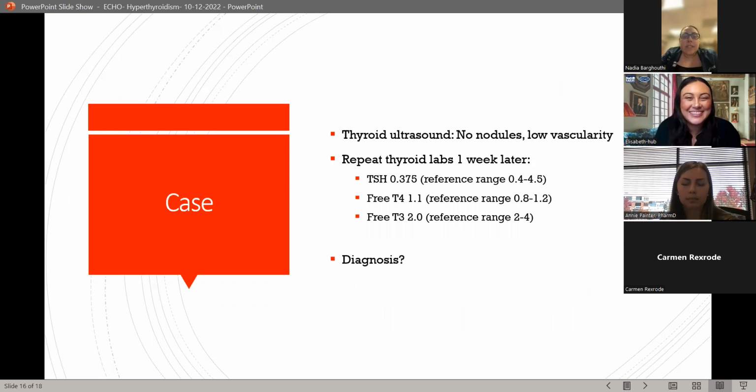Okay. His thyroid ultrasound didn't show any nodules, and it showed low vascularity. His repeat thyroid labs a week later: his TSH is still low, but improving. His free T4 is normalized, and his free T3 is still normal.